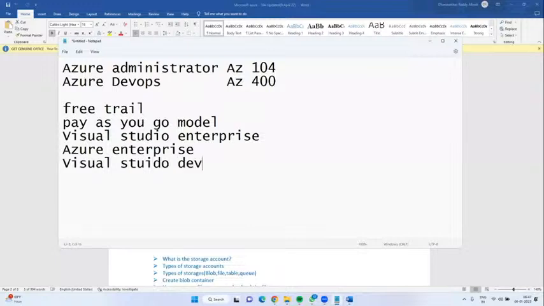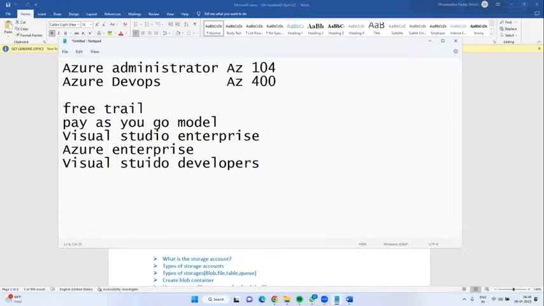Like that, we have around 20 plus subscriptions. Next, we have student license. Visual Studio Enterprise, Visual Studio Developer, Visual Studio Students. We have n number of subscriptions. So as per your business requirement, we can choose one of the subscriptions, then we will host all project related services.